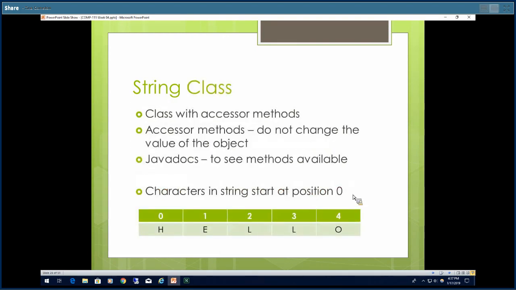All right. So the String class with accessor methods, and again, I cannot stress enough, it does not change the value of the object. With string data, the first character is always in position 0. So let's say we had a string that contained the characters for hello, H-E-L-L-O. H is going to be in position 0, E in 1, L in 2, L in 3, and O in 4. So it's always going to start in position 0.